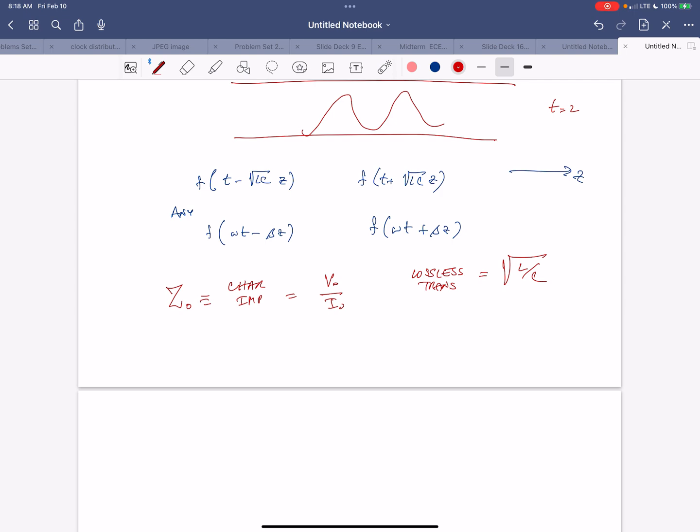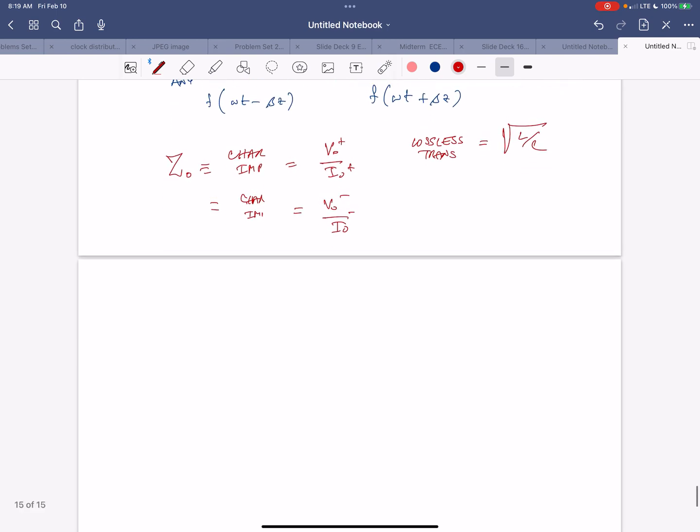If we talk about the voltage wave going from left to right, the normal notation we use is V0 plus over I0 plus. If it's the voltage and current wave going from right to left, it's V0 minus over I0 minus, but in either case they're going to be the same value, and it gives you the characteristic impedance. Okay, so lastly, what we talked about was a phasor notation that we're going to use a lot.